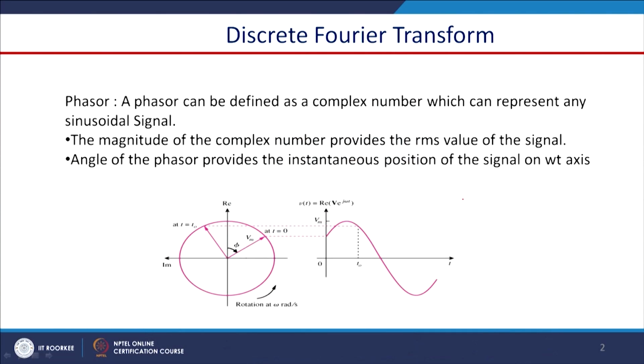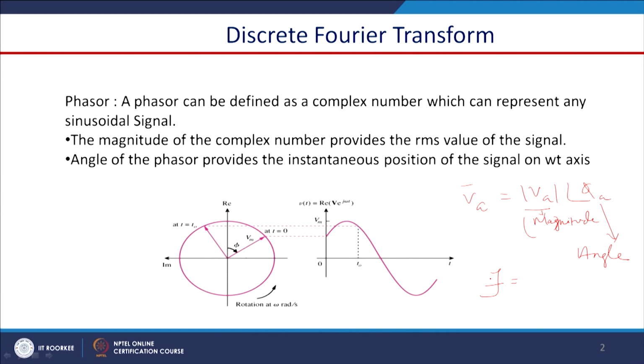Now, as far as the phasor is concerned, how do we define a phasor? If we say V is a phasor, it has a magnitude and it also has an angle. This is the magnitude part and this is our angle part. So magnitude and angle together form the phasor.